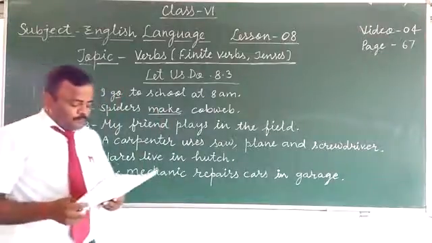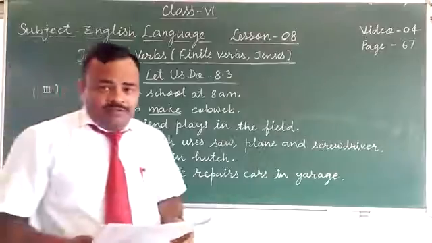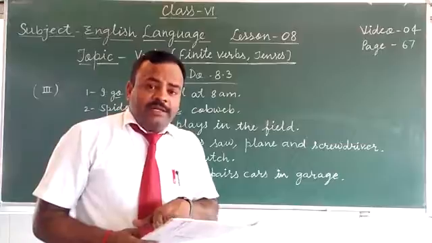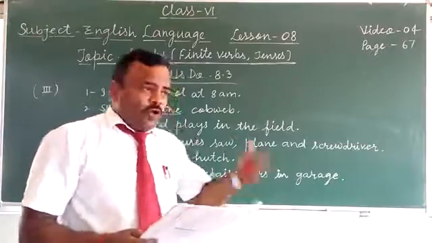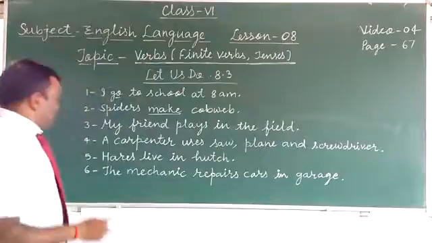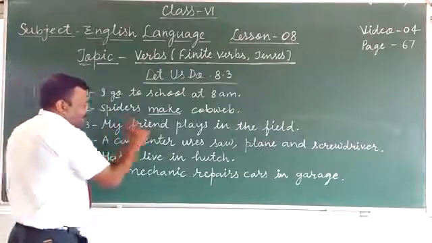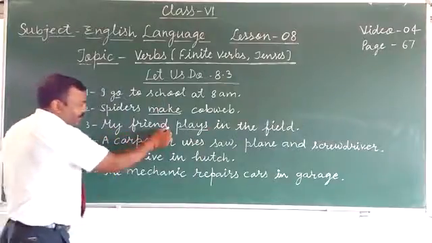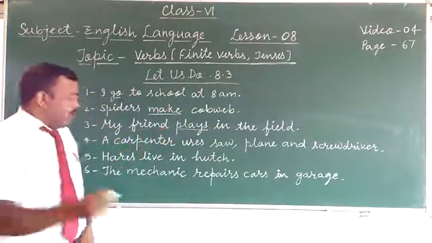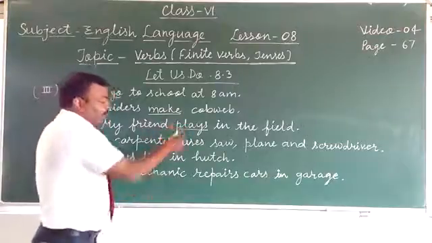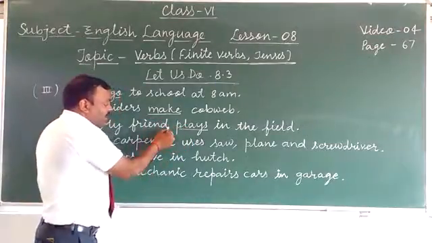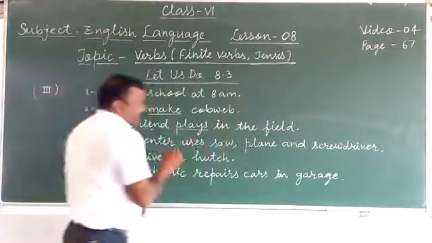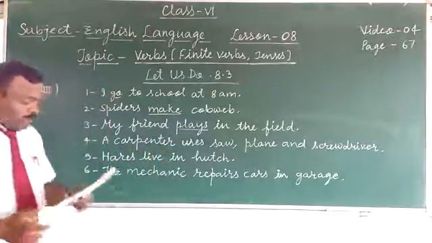Third one, where does your friend play? And the answer is in the field. The place is given, in the field. So now you have to frame the answer. So the answer will be my friend plays. Here S added. Why? Because my friend, not friends. Your one friend. If here friends given, then we will use play. But here friend given means one friend. So S will be added. My friend plays in the field. So the verb is plays. Next one.